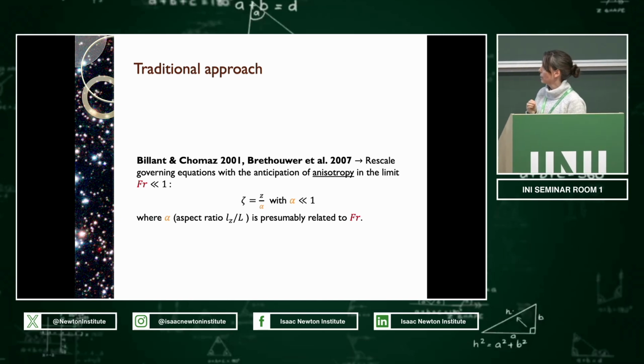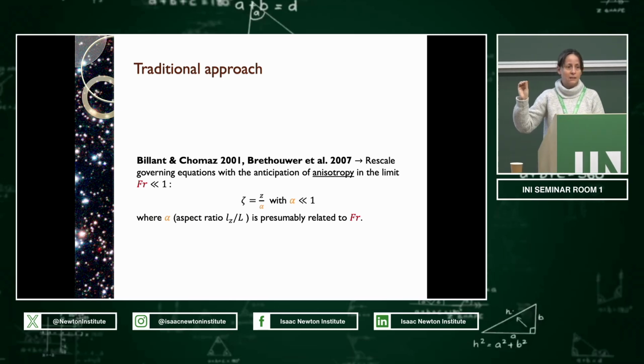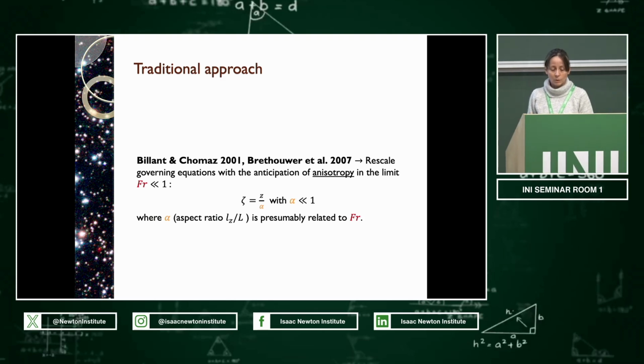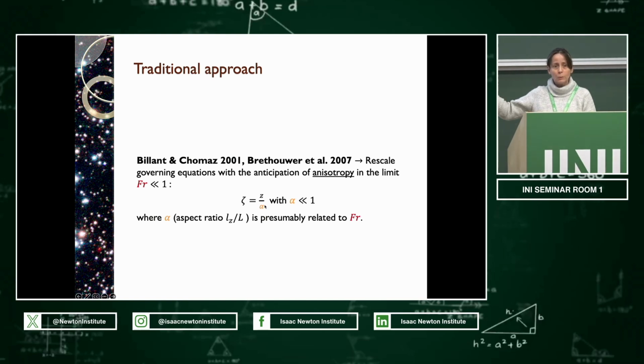And so that was done by Billant and Chomaz and Brethouwer et al. in 2007. The idea is to simply say that the vertical scale is much smaller than the horizontal scales. And so you create a new vertical scale zeta that is just z over alpha, where alpha is very small and presumably related to the stratification. And the goal of the analysis is just to figure out that relationship between alpha, the aspect ratio, and the stratification.